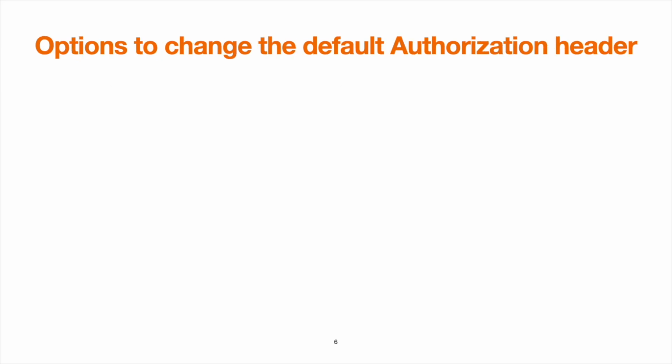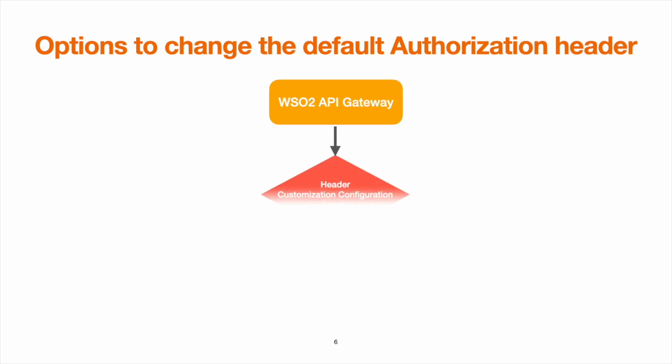So what different options are there to change the authorization header? WSO2 API Gateway currently facilitates three ways to make changes to the authorization header.